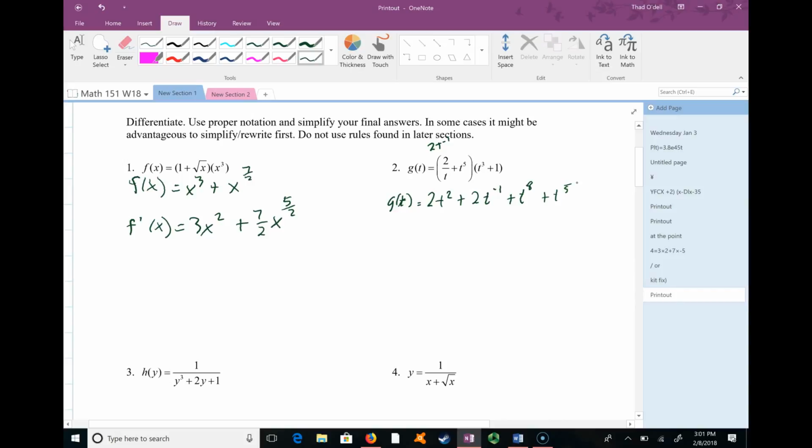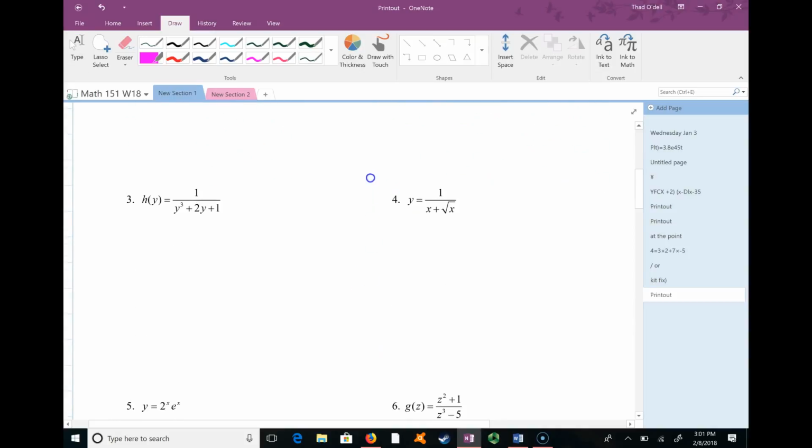So again, now we could take the derivative of that, so that'd be g prime of t. That would be 4t minus 2t to the negative 2 plus 8t to the 7th plus 5t to the 4th. Just a bunch of power rules there. And that's number 2. So now if you want to pause the video and try 3 and 4, then come back on and start the video when you're ready.